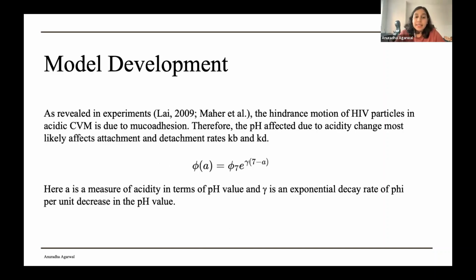So as revealed in experiments, the hindrance motion of HIV particles in acidic CVM is due to mucoadhesion, and the pH affected due to acidity change most likely affects the detachment and attachment rates, which are Kb and Kd. And we formulate the value of phi using, here A essentially is the pH value, and gamma here is the exponential decay of phi per unit increase in the pH value. So this is how we are sort of modeling how the phi value is related to the pH.